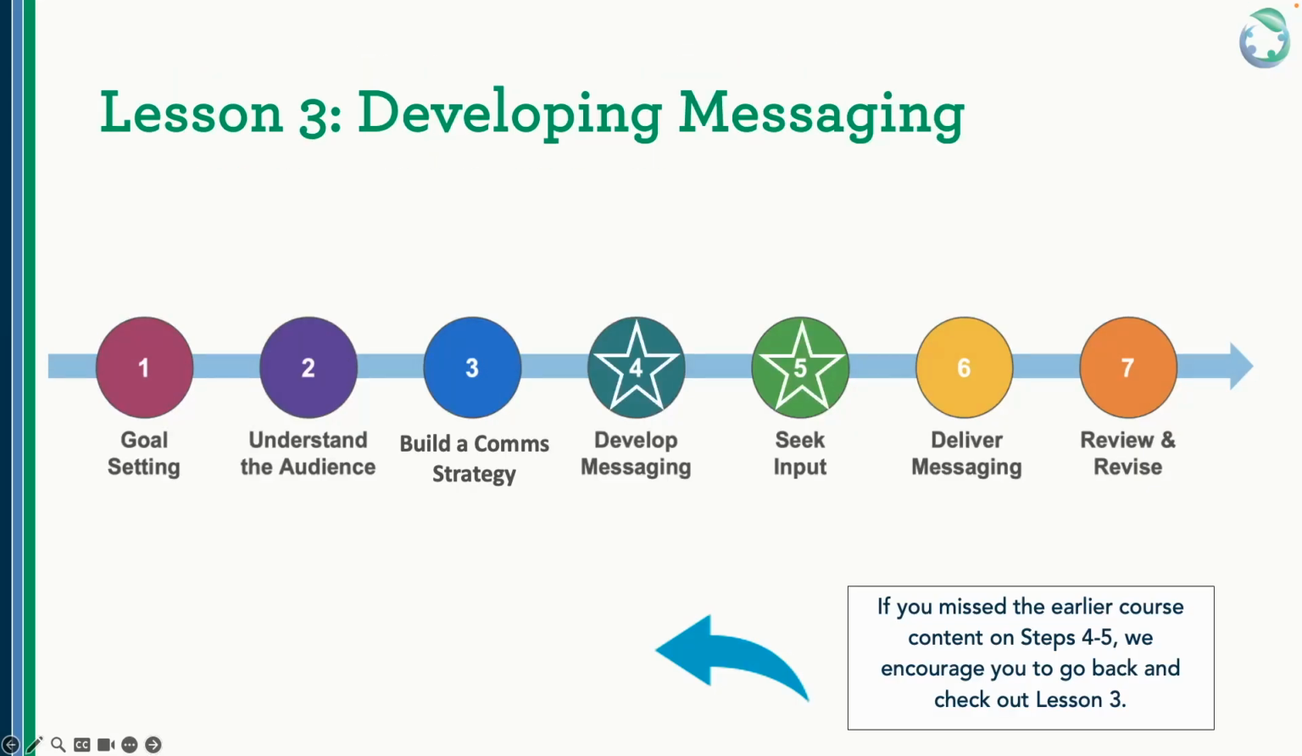In Lesson 3, we built on this foundation with the next 2 steps. Step 4, developing messaging. Here, we focus on crafting clear, compelling, and contextually aware messages with rural communities while aligning with their communication goals. Step 5 is seeking input. We emphasize the importance of gathering feedback from both internal and external audiences. This step ensures that messaging is accurate, relevant, and sensitive to the needs and perspective of all rural community members and organizations. If you missed these earlier lessons or would like a refresher, we strongly encourage you to revisit lessons 2 and 3 before moving forward.